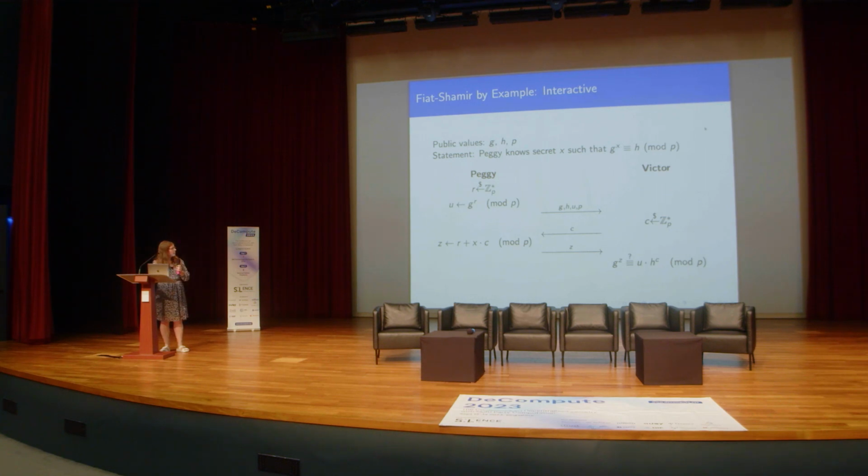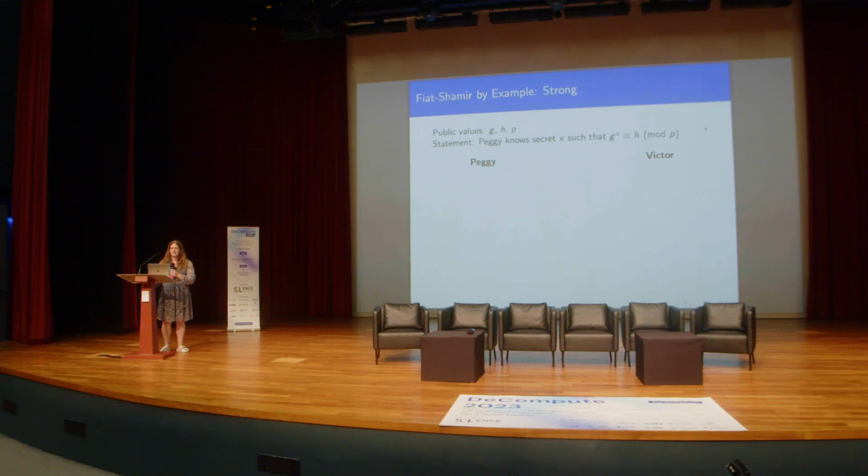And the Fiat-Shamir transform will basically turn this into a non-interactive proof. So now Peggy still picks r. She still computes u the same way that she did before. But now instead of having Victor send her a challenge value, she's going to compute the challenge value herself using a hash algorithm. And then she's going to compute z the same way she did before based on that generated challenge. And she's going to send it to Victor. Victor can then compute the hash himself, validate the same equation, and if it holds, life is good, accept it.